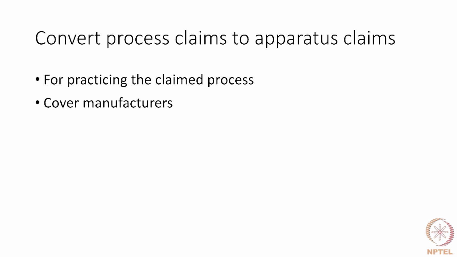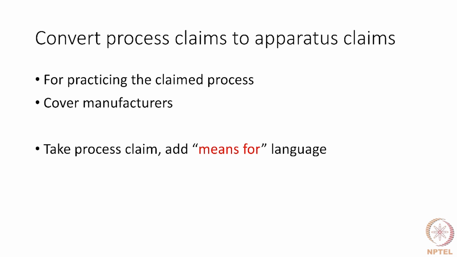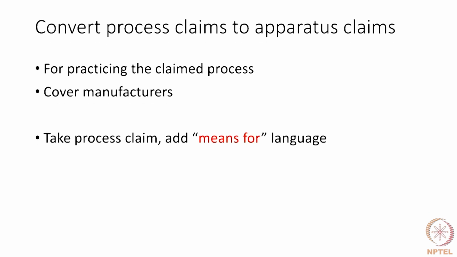Now, through a process claim, you can also try to cover the manufacturers of the gadgets that are required to come up with the invention. Sometimes the invention may not be manufactured by the person who's putting it out in the market. It could be manufactured by a different person. So by covering the process, you could also have some influence in covering the aspects of infringement where a manufacturer contributes to the infringement. Now, you can take a process claim and add means for language to make it into an apparatus claim. So the process claim can now be made into a product claim just by adding the means for language. We'll look at an example.